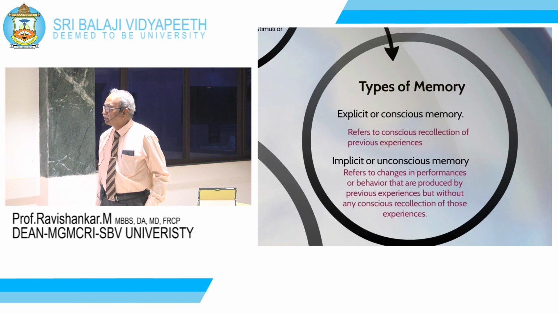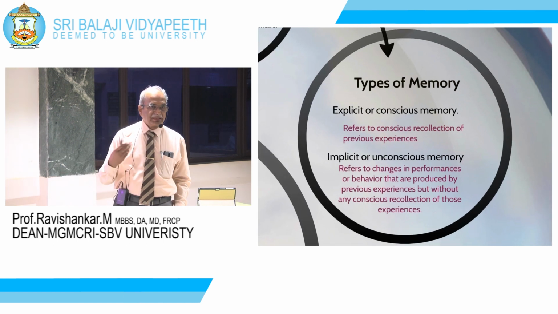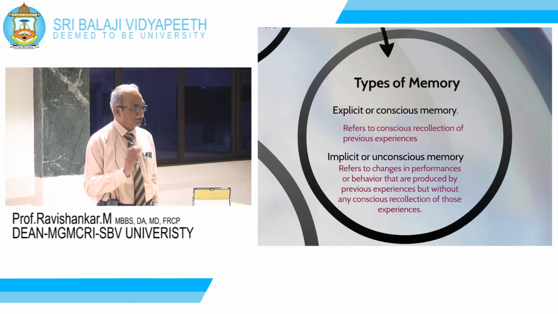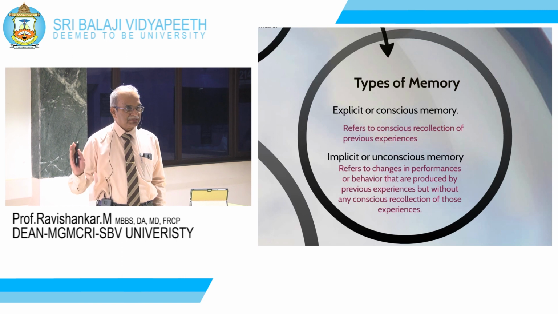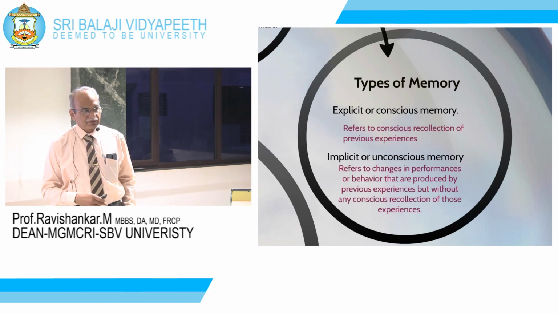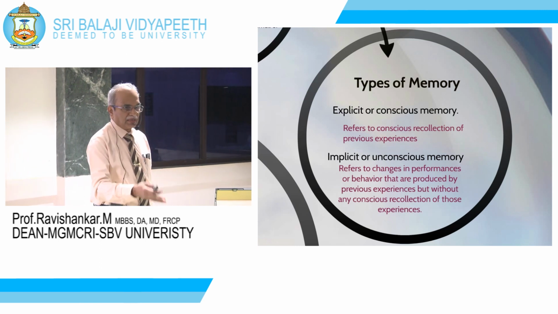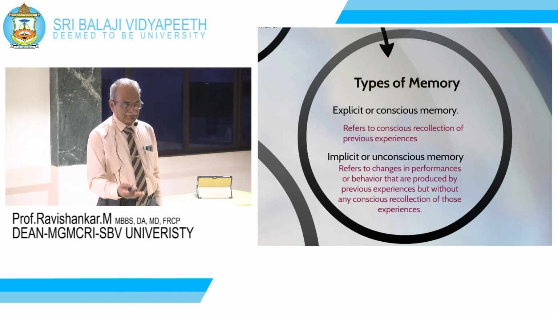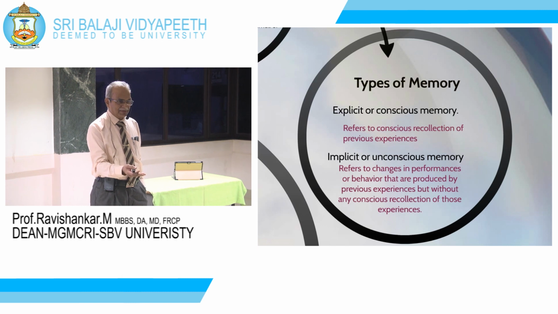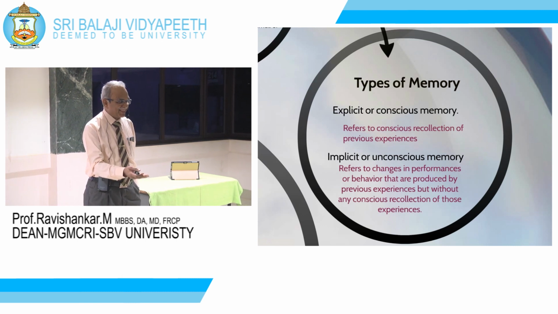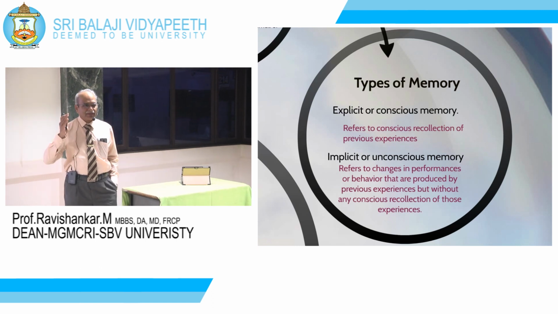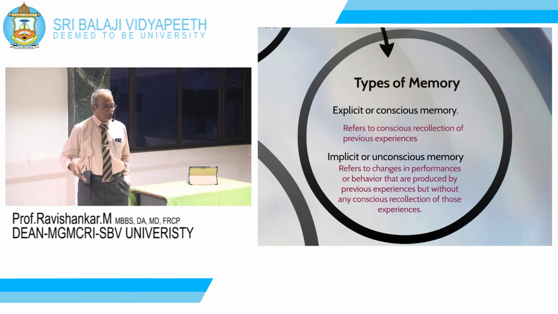Now, what are the types of memory that we have? We have something called explicit memory and something called implicit memory. What is explicit? Explicit refers to conscious recollection of previous experiences. If I just ask you what happened in the last class. Okay, you are able to recollect what happened in the last class? You came for the class? No. So you are able to recollect that I did not come for the class, so I do not know anything. That is an explicit recall of whatever happened.